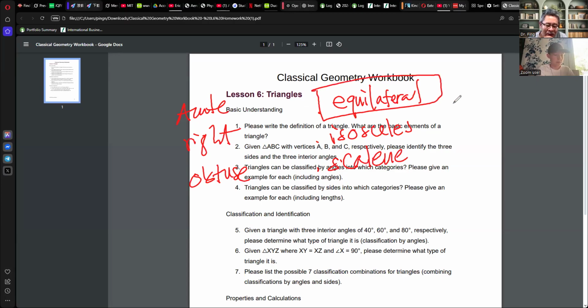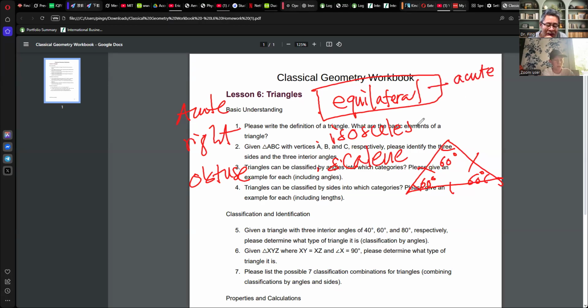Now, can an equilateral triangle be a right triangle? No, it cannot be a right triangle. Remember, for an equilateral triangle, all three sides have to be the same, which means all three angles have to be the same. Altogether they should be 180, so each one has to be 60. So that means an equilateral triangle has to be an acute triangle.